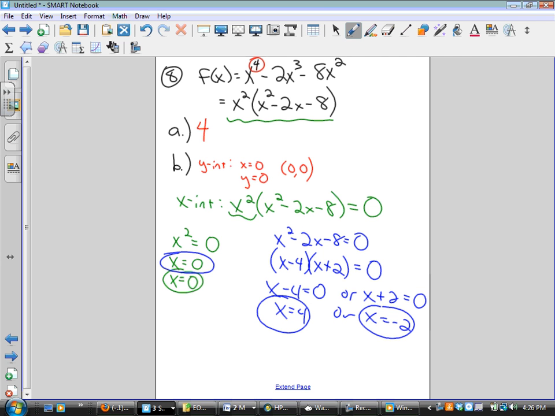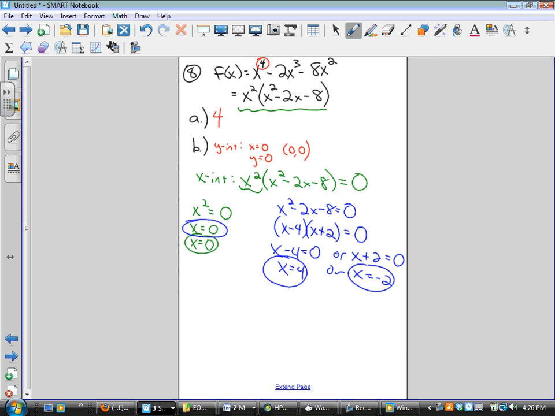Okay, so the fact that x equals 0 twice is important to us, because part C says, does the graph touch or cross the x-axis at each one of those x-intercepts? So remember, if the root occurs an even number of times, then the graph just touches the axis at that point.